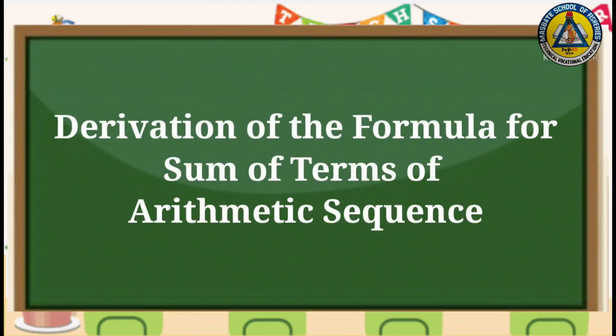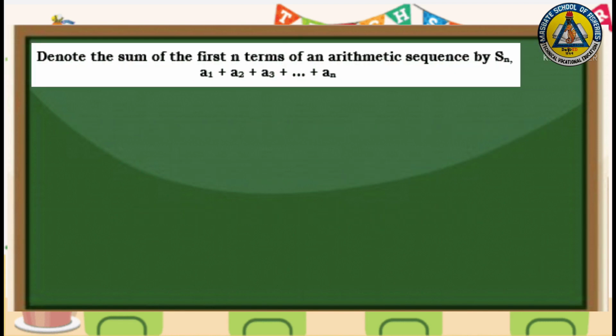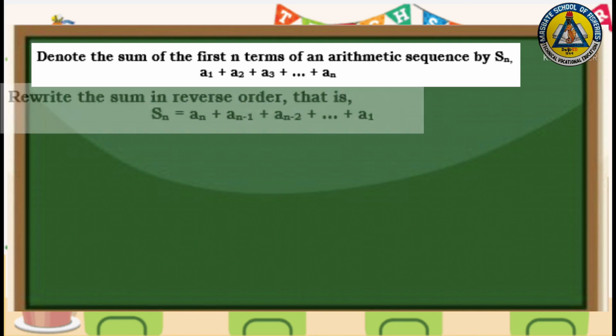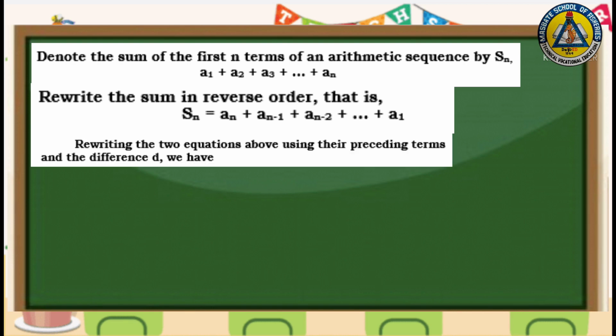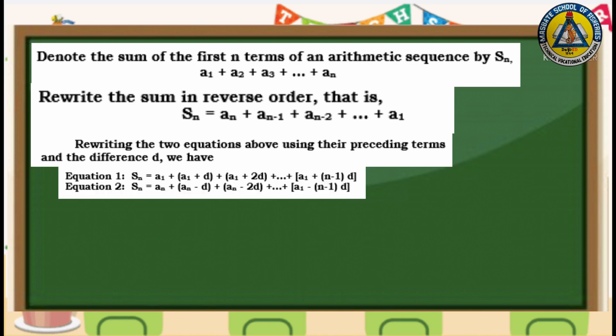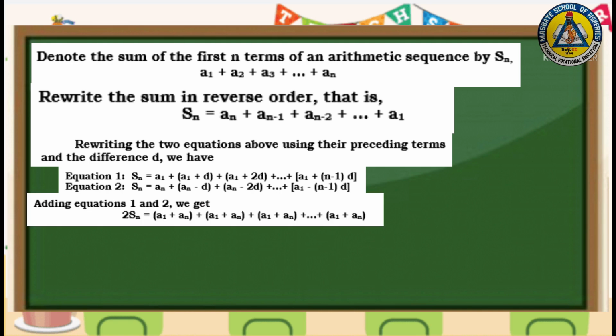Here is the derivation of the formula for the sum of the n terms of an arithmetic sequence. Denote the sum of the first n terms of an arithmetic sequence by S sub n. Rewrite the sum in reverse order, we get this equation. Rewriting the two equations above using their preceding terms and the difference d, we have equation 1 and equation 2. Adding equations 1 and 2, we get this equation.